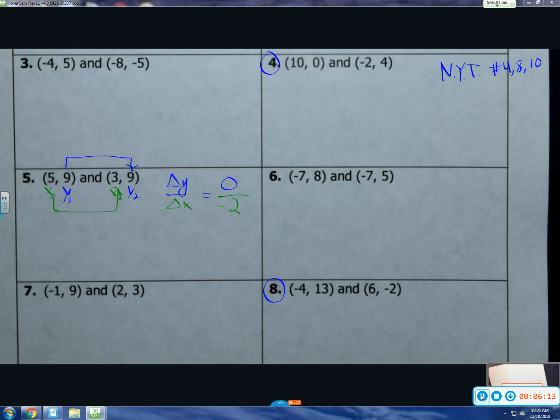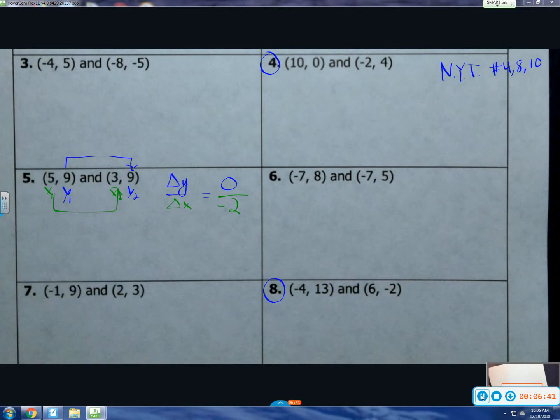Hey, Siri, what's 0 divided by negative 2? Oh, Siri is letting me down today. Hey, Siri. What is 0 divided by negative 2? 0 divided by negative 2 is 0. Okay, so Siri knows that 0 divided by negative 2 is 0.